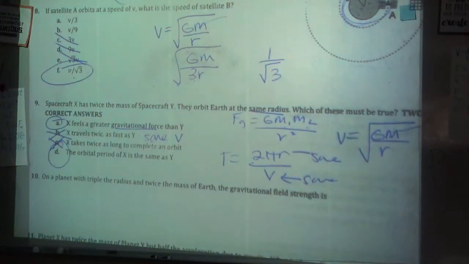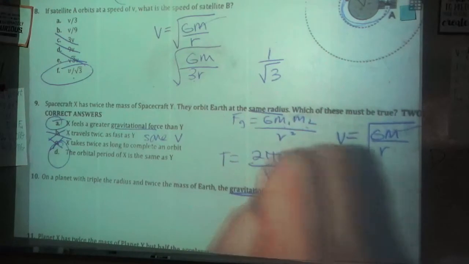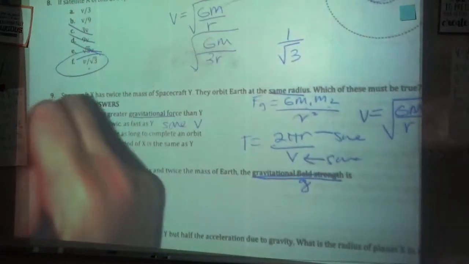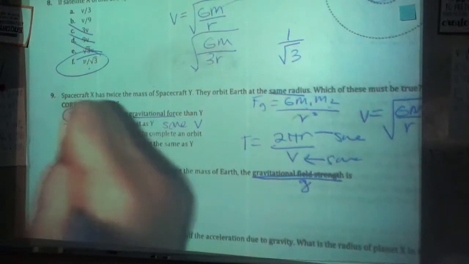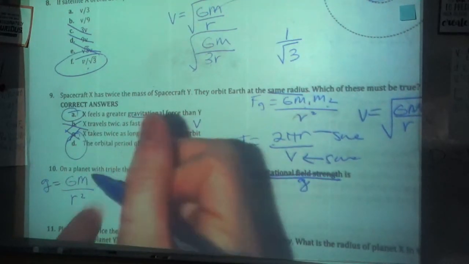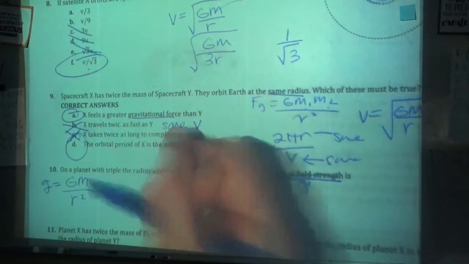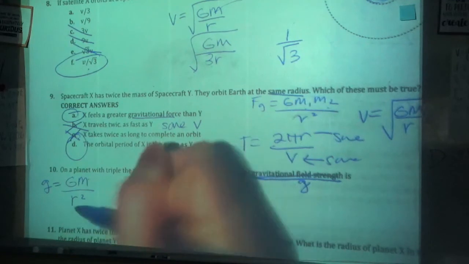Number 10, we've got a planet with triple the radius and twice the mass of Earth. Gravitational field strength. That's talking about little g. We said on the front, little g is just GM over r squared. It is like your force of gravity, but divided by little m, so the second m cancels. That means the gravitational field strength depends on the mass of the planet and how far away you are from the center of the planet.